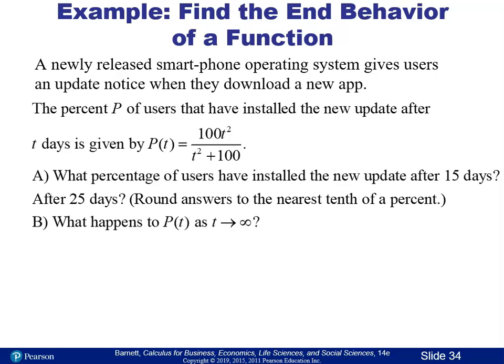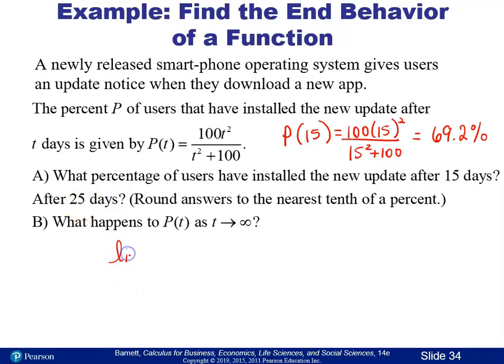If we're looking at that, the first thing we want to do is simply plug in the 15 to this equation. So we're going to have 100 times 15 squared over 15 squared plus 100. And so that's going to give me about 69.2. So about 69.2% of users have installed the new update after 15 days. And if you want to try 25, it works the same way. You just plug 25 into it.